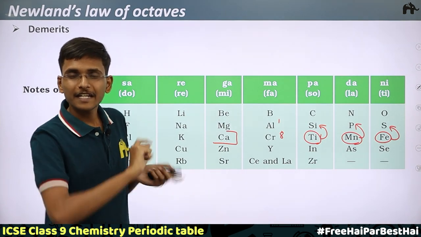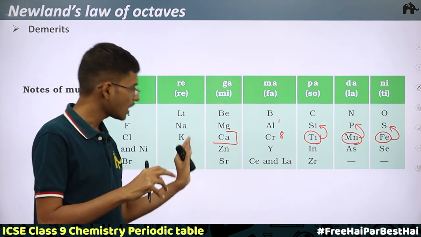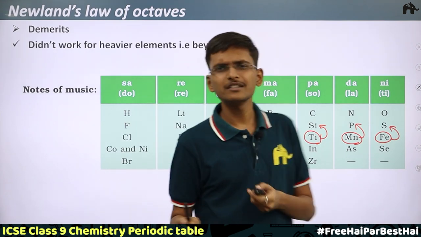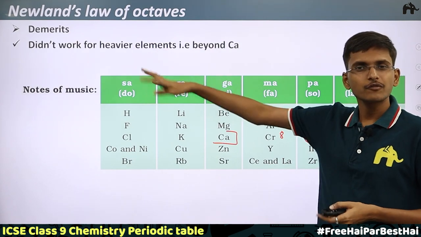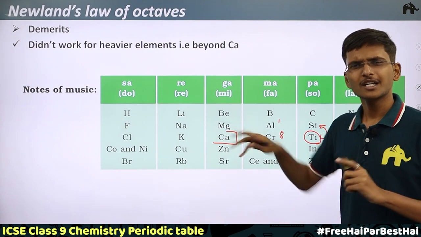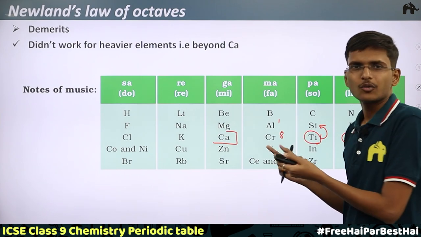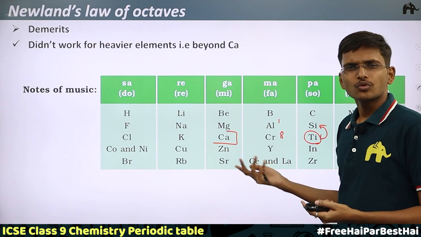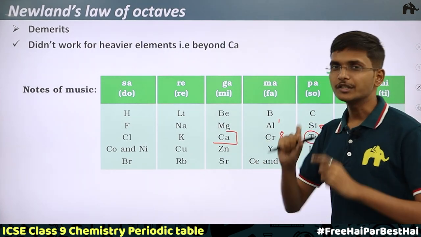So the eighth element having properties similar to the first element, that law didn't work after calcium. Clear? So we simply say that Newland's law of octaves was not working for the heavier elements. Heavier elements means beyond calcium. Very simple. This itself explains that the law is not getting obeyed after calcium.